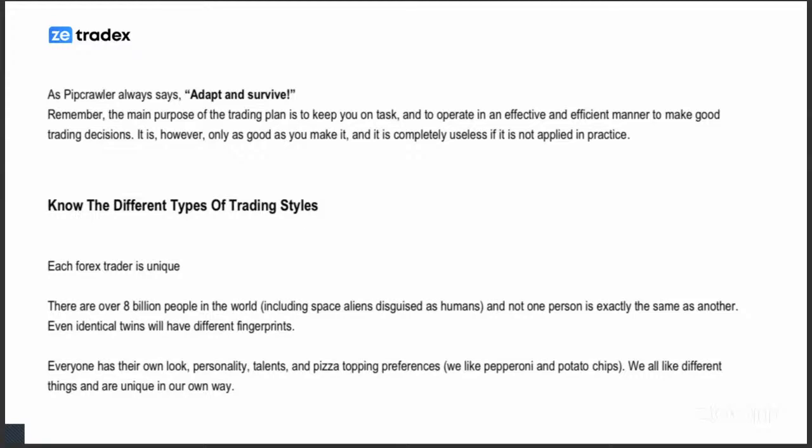Now, you have to know the different types of trading styles. Each forex trader has their own unique ways, and there are over 8 billion people in the world, including space aliens disguised as humans, and not one person is exactly the same as another. Even identical twins will have different fingerprints, right? Everyone has their own look, personality, talents, pizza topping preferences. We like pepperoni and potato chips. We like different things and are unique in our own way, right?